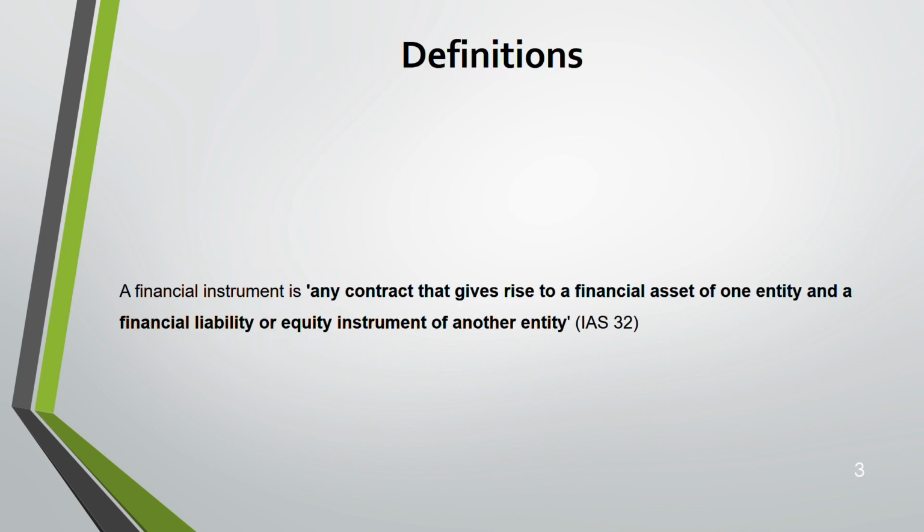So starting with financial asset, what is a financial instrument? A financial instrument means any contract that gives rise to a financial asset in one entity, and a financial liability or equity of another entity, because the financial asset of one company becomes a financial liability of another company. Asset for one company, liability for the other entity, you see.